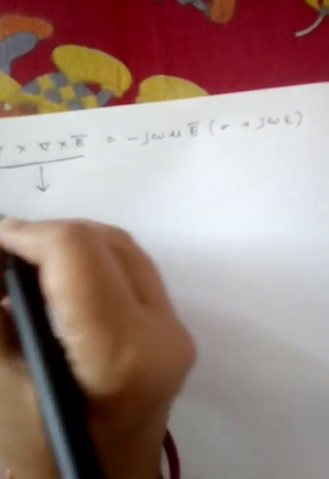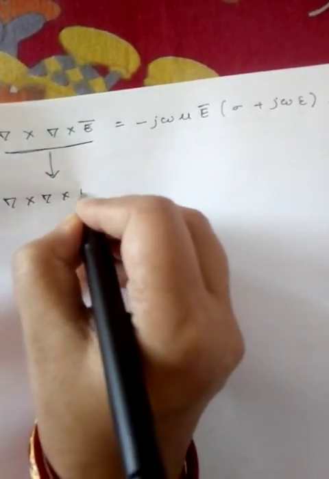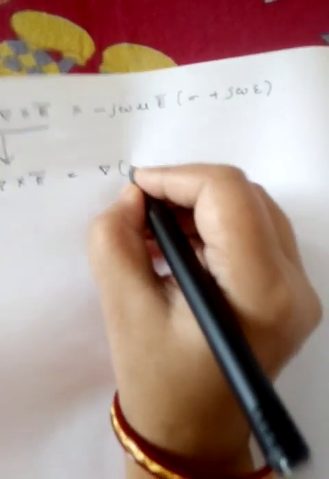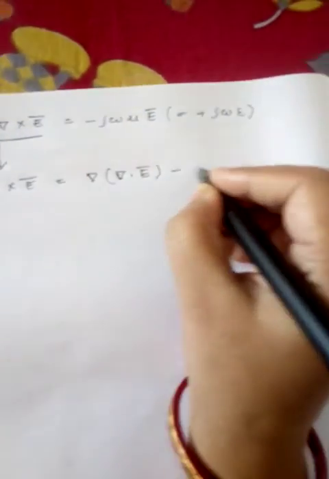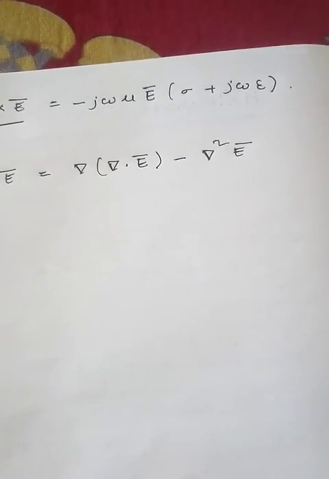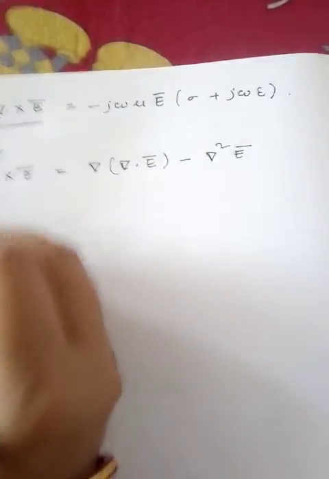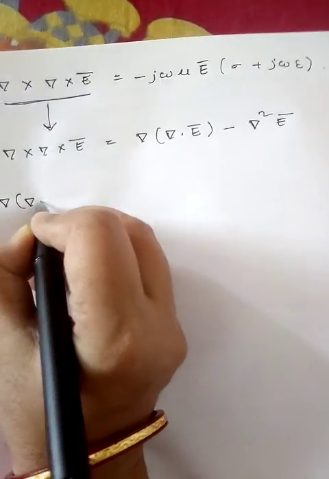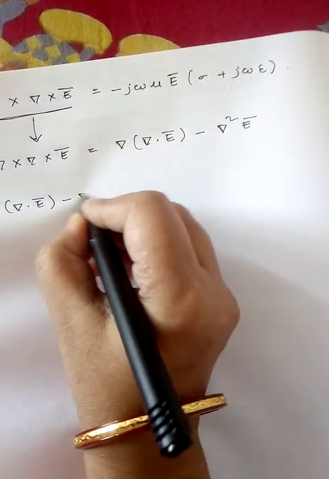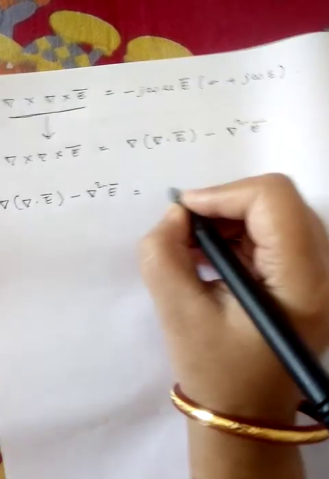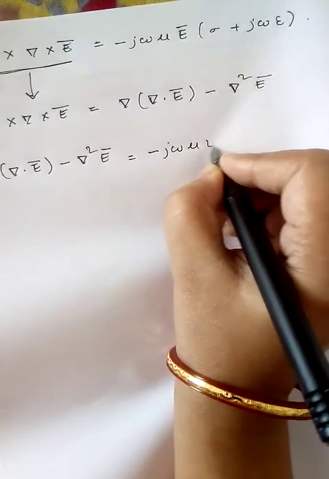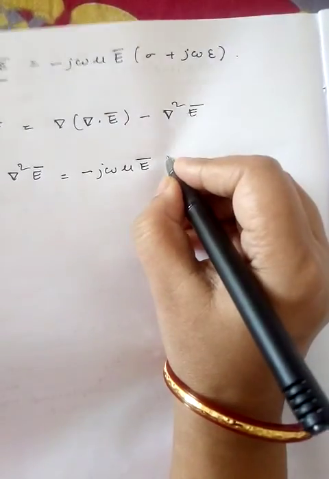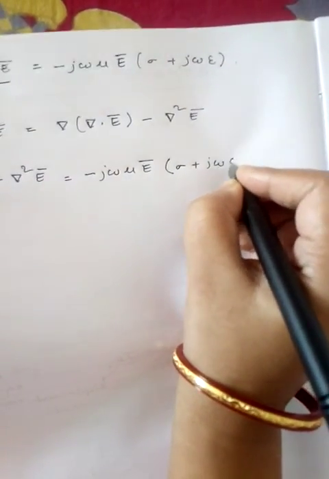Now this thing del cross del cross E is equal to del of del dot E minus del square E. So putting here, what we will get? Del of del dot E minus del square E is equal to minus j omega mu E times sigma plus j omega epsilon.